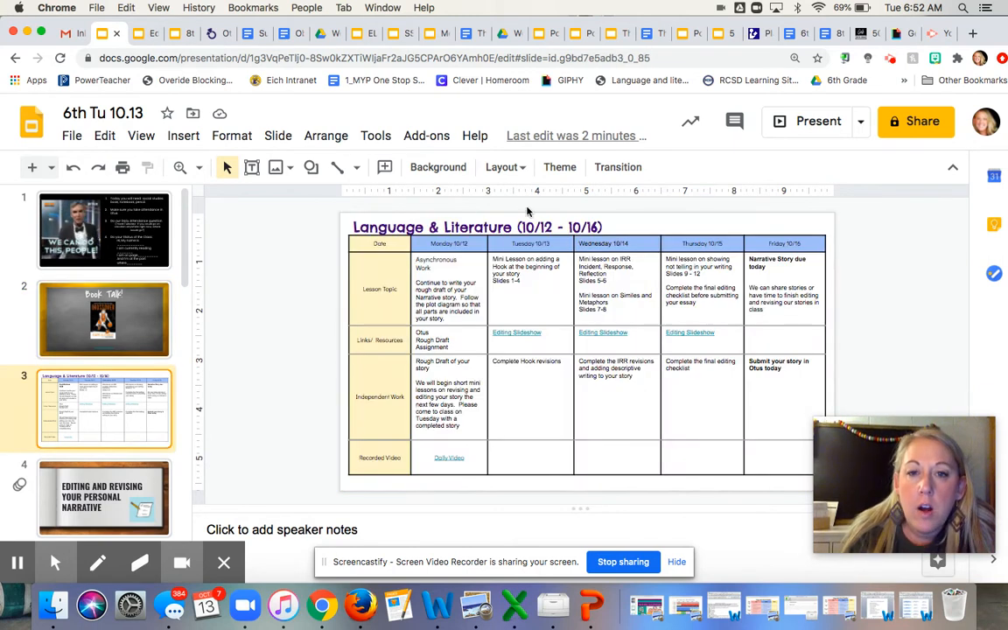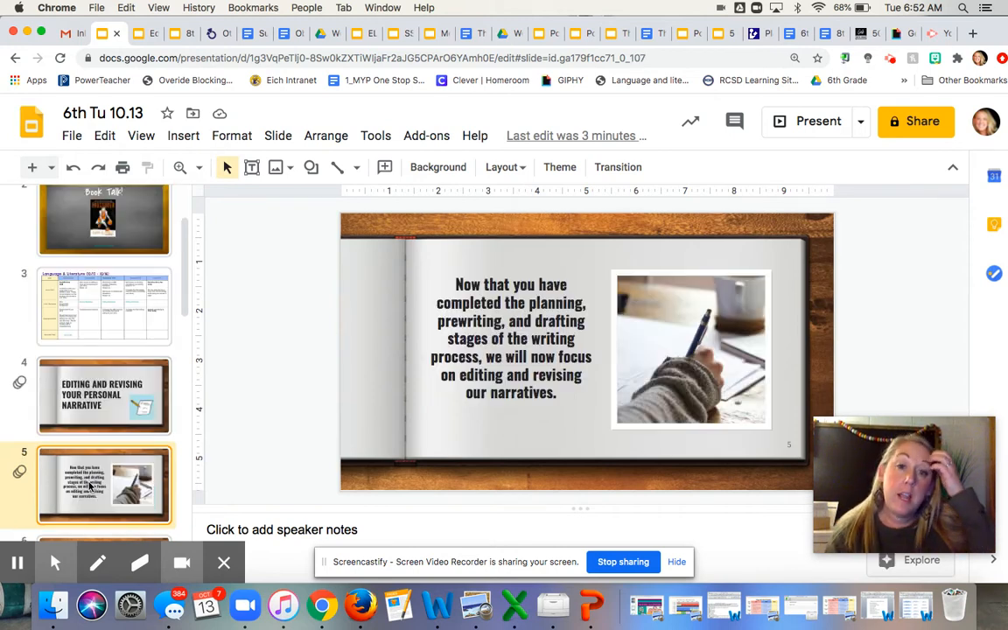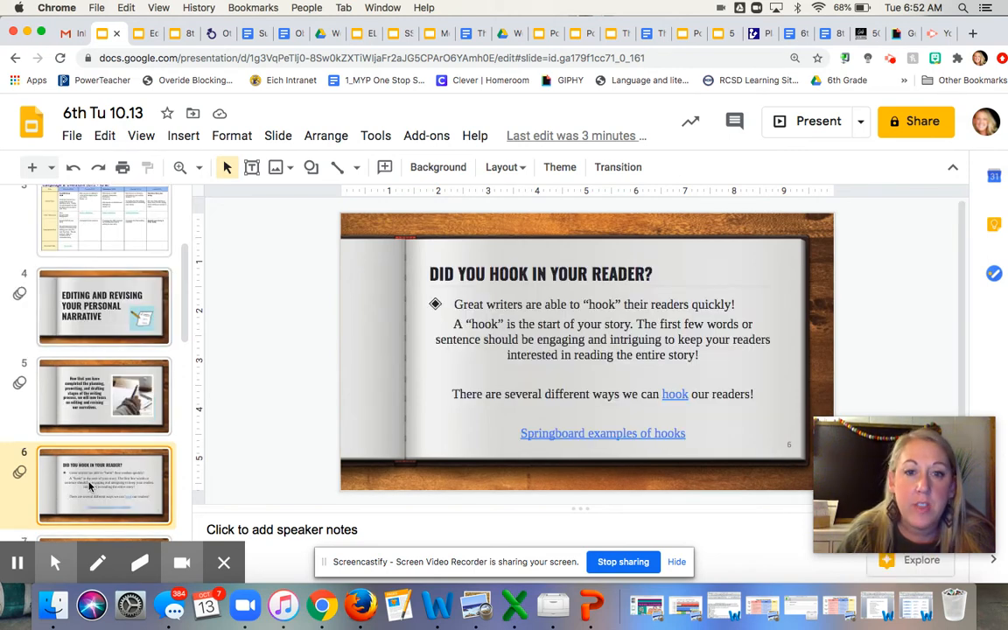Looking at our planner today, we are going to have a mini lesson on adding a hook at the beginning of your story, and then you're going to work on switching up the hook in your story. So, editing and revising your personal narrative. Now that you have completed the planning, pre-writing, and drafting stages of the writing process, we'll now focus on editing and revising our narratives. So it's like we have a good, solid outline or base. Now we're going to switch it. We're going to rearrange it. We're going to tweak it until it is the best piece of writing that we can do at this time.